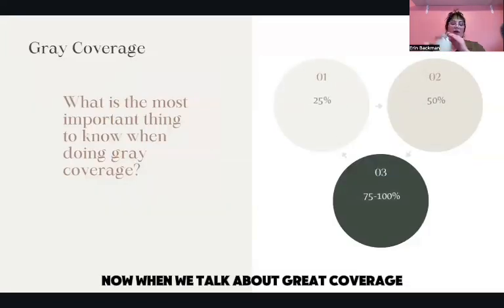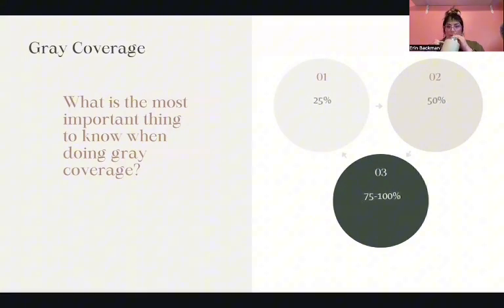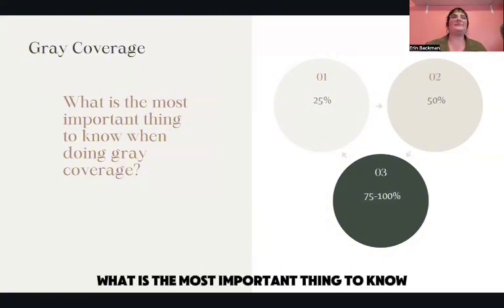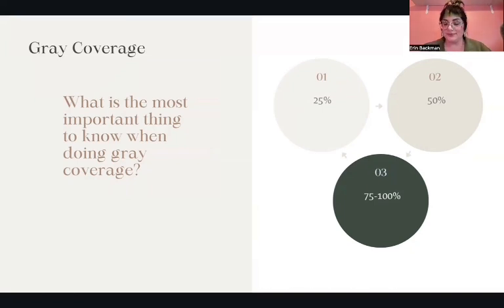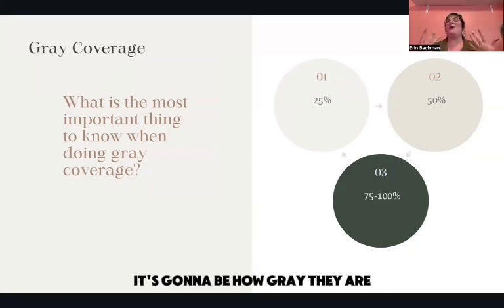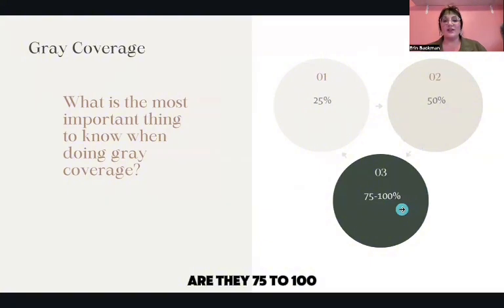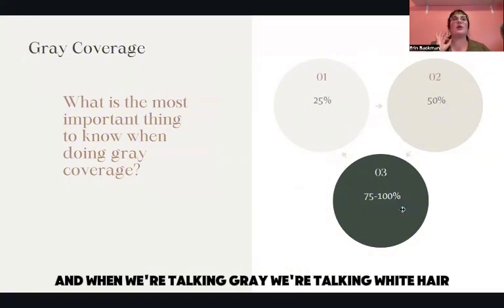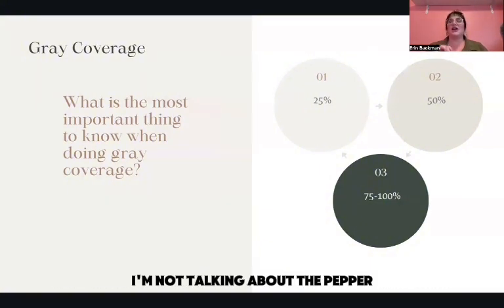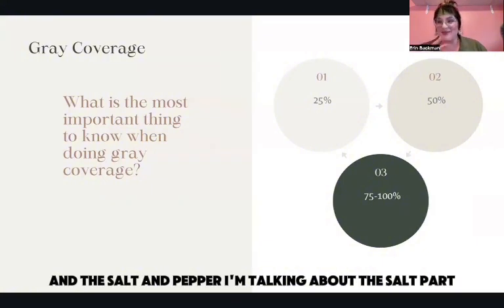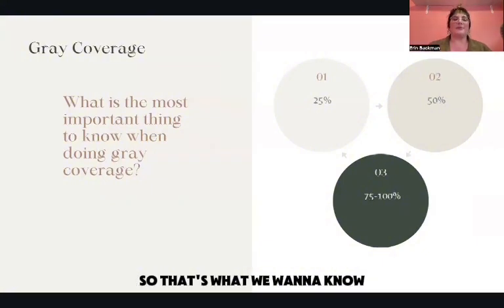Now, when we talk about gray coverage, what is the most important thing to know? It's going to be how gray they are. Are they a 0 to 25%? Are they 50%? Are they 75 to 100? And when we're talking gray, we're talking white hair. I'm not talking about the pepper in the salt and pepper. I'm talking about the salt part. So that's what we want to know.